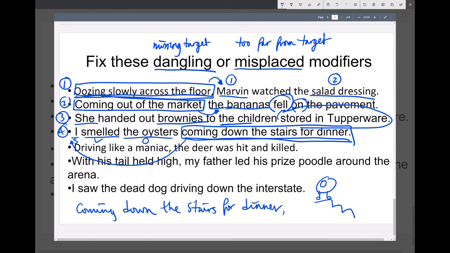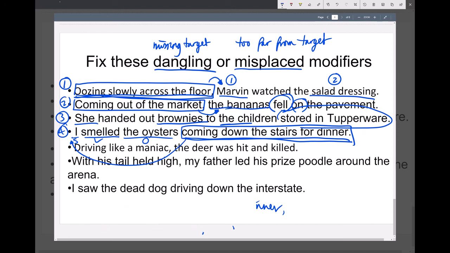I smelled the oysters. Which makes more sense. It's a person walking down the stairs and the writer, well, that person, smelled the oysters. Which is probably something that you look forward to. Alright, 3 more to go.